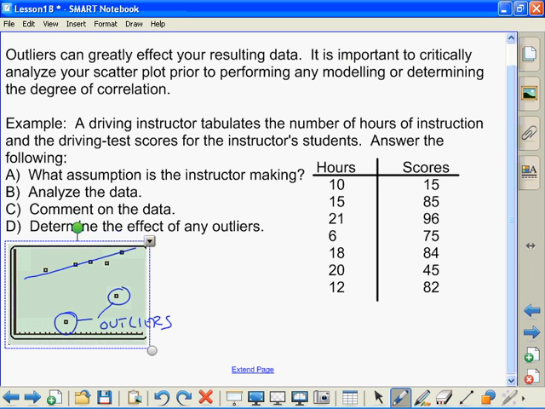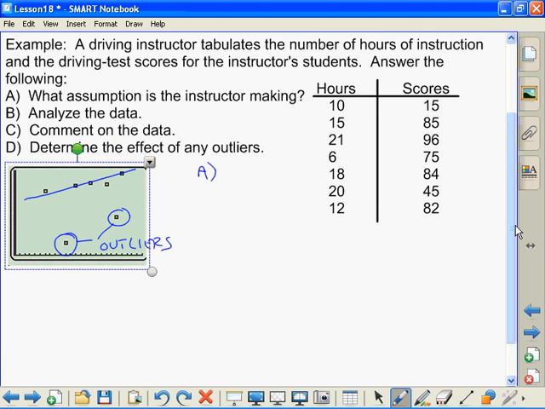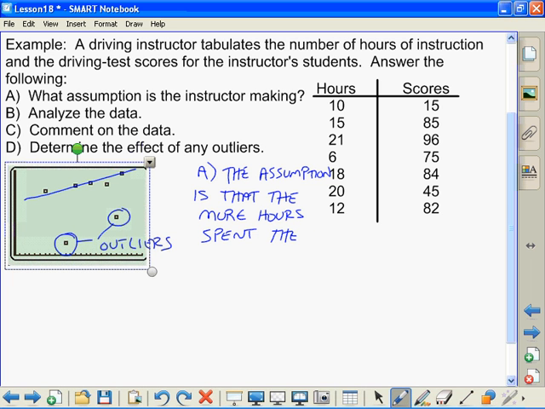So, A part, what assumption is the instructor making? Let's get that taken care of first. If the instructor is comparing training hours to test scores, the assumption is that the more hours spent, the better the test result.